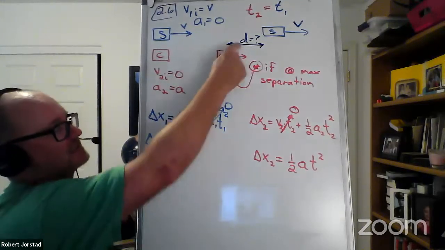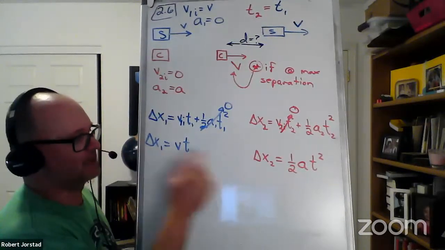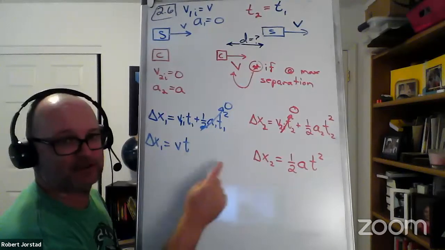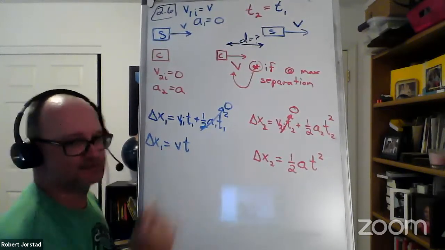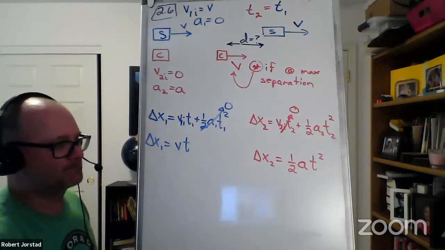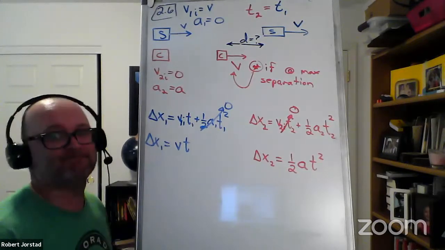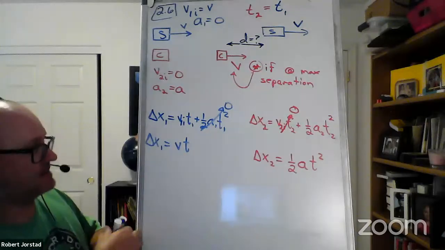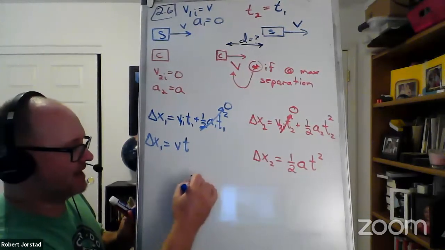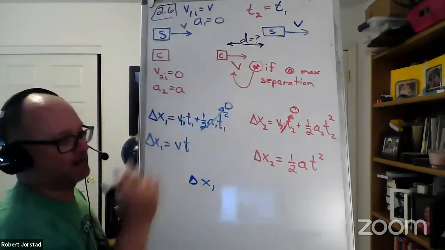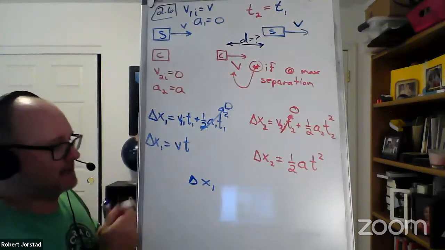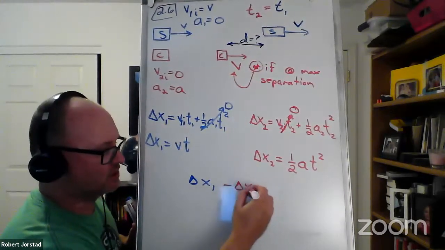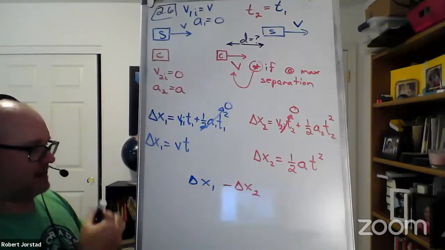All right, we're looking for D, right? How does D relate to these two things? Can you give me an equation? Would it be delta x1 minus delta x2? Exactly. So delta x1 is the larger distance traveled by the speeder minus delta x2, and that should equal the distance between them.